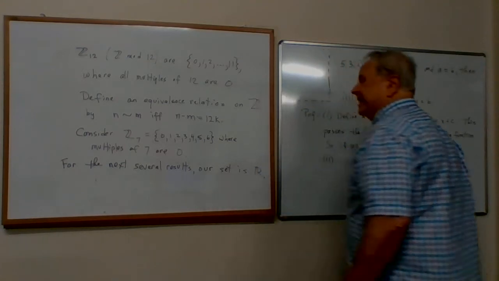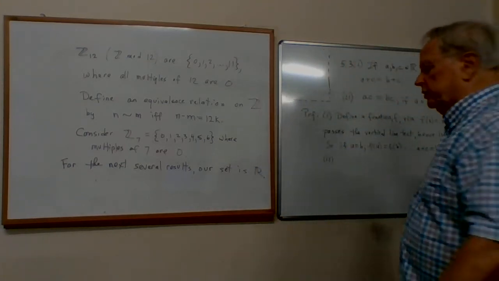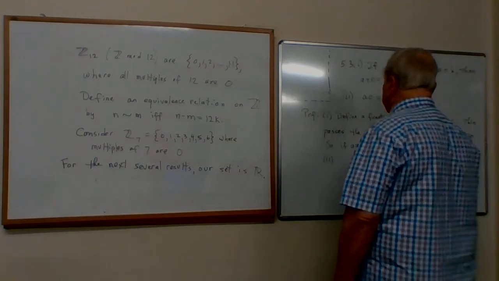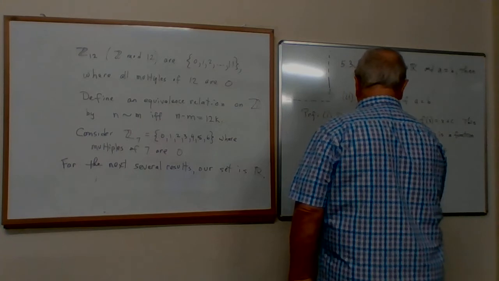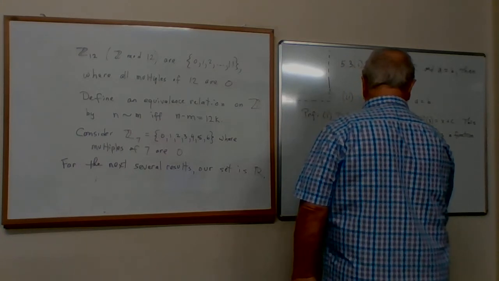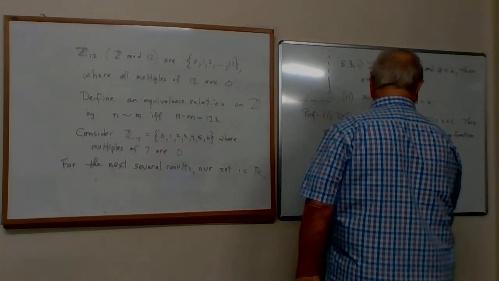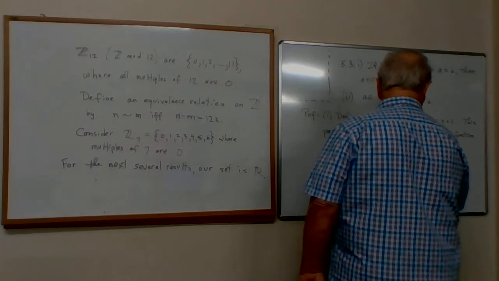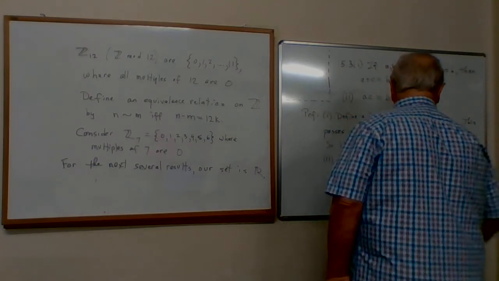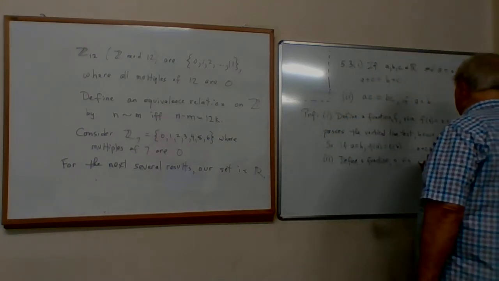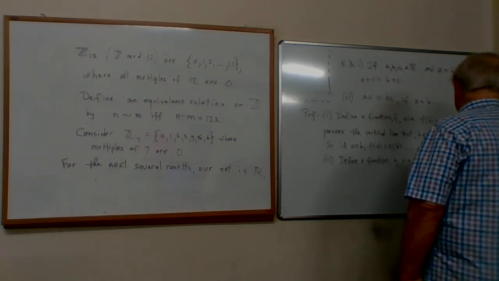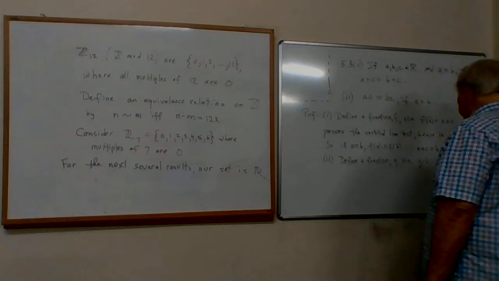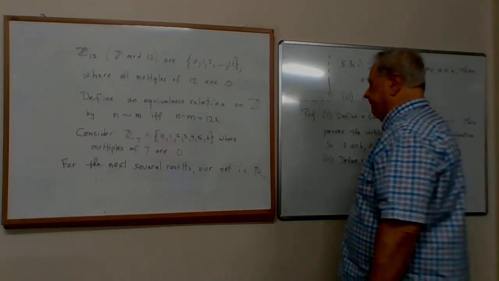Part two. I'll bet you know exactly how I'm going to do this. Define a function. Let's call it g. Via the recipe, g of x equals x times c. Okay.